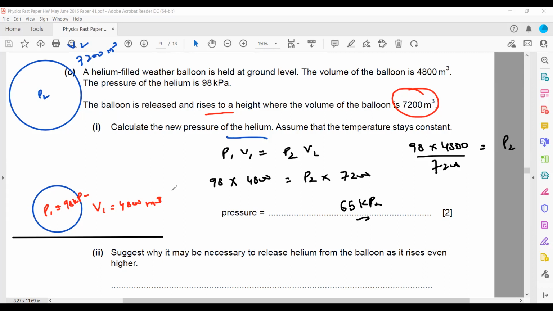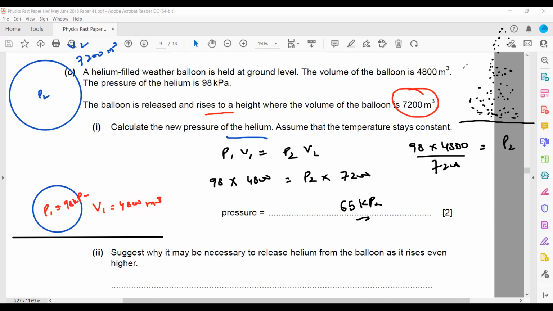Why should we release some of the helium as the balloon is rising higher? Because, as I mentioned in the beginning, if the pressure from inside is more than the pressure from outside, the balloon will explode. As we move to higher altitude, the pressure of the atmosphere decreases. On the surface of the earth there are more air particles, but the density of the air is decreasing, and the atmosphere gets thinner as we move to a higher altitude. So atmosphere is much thinner.